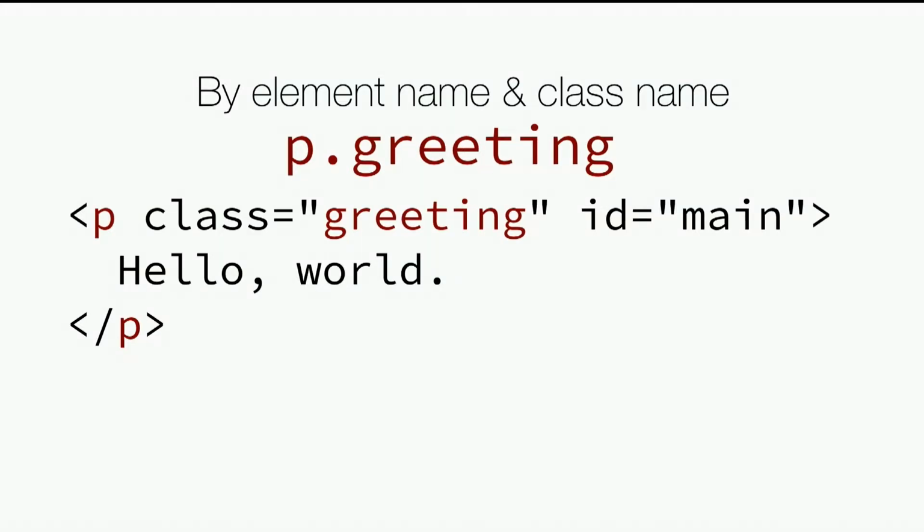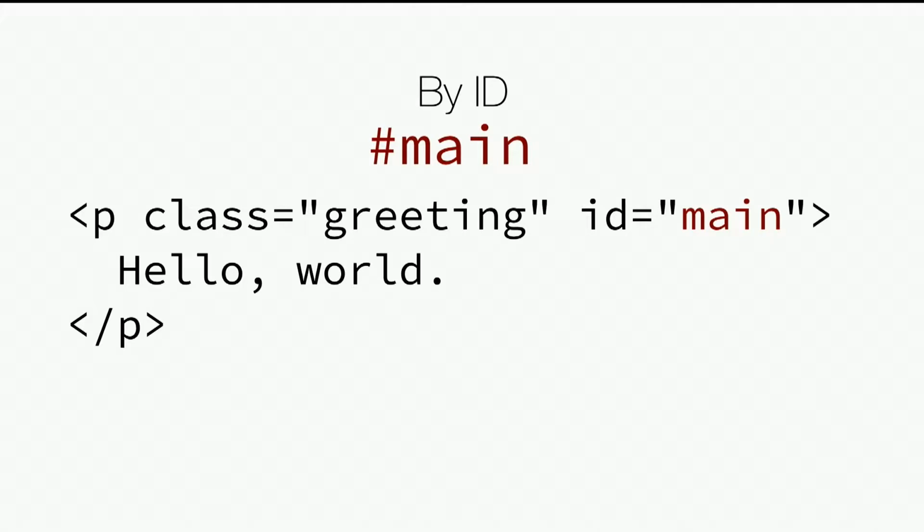What about grabbing it by ID? We didn't actually do that yesterday. It is a hash, yep. So hash main would grab that element based on the fact that it has an ID of main. And unlike classes, only one element on the page is allowed to have any given ID. They are supposed to be unique identifiers.